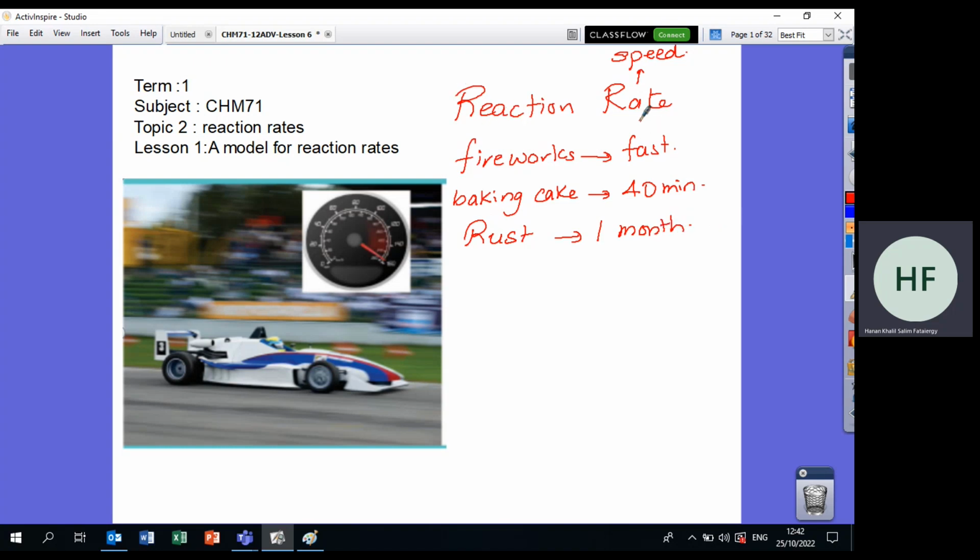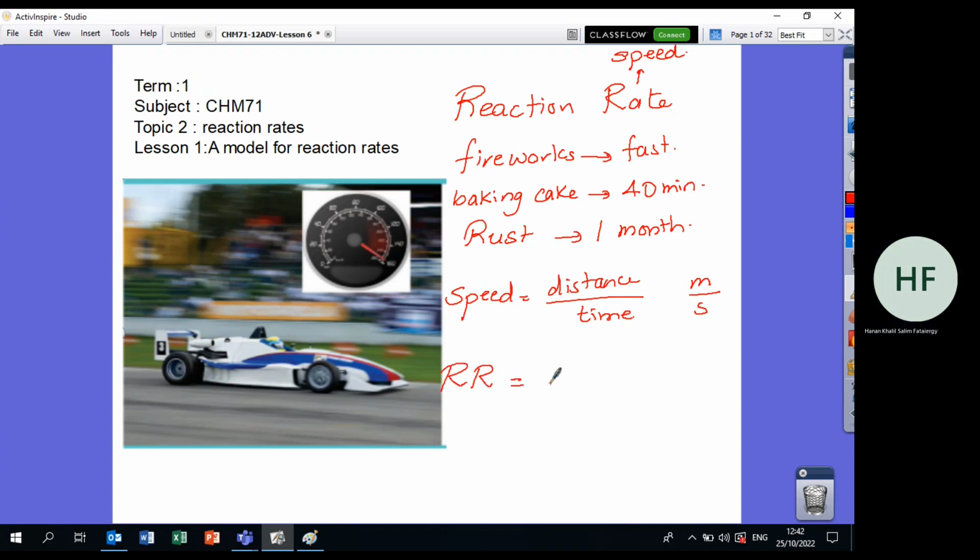So whenever we calculate the reaction rate, this means we calculate the reaction speed. Now, you know from physics that speed is equal to distance divided by time, and its unit is meters per second. In chemistry now, we don't have distance because the reactants and the products do not move a distance, they stay in place. But we do have time. So in chemistry, I will replace the word speed with RR. Now distance should be replaced with something else, and I will keep the time. So it will not be meter, it will be something per second. Now what is this? You will know within minutes.